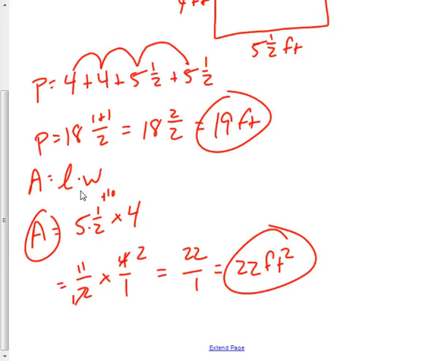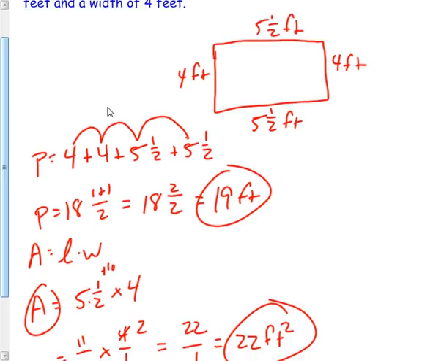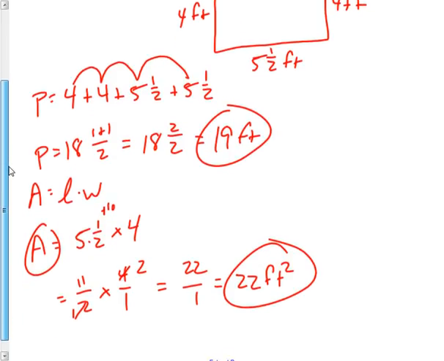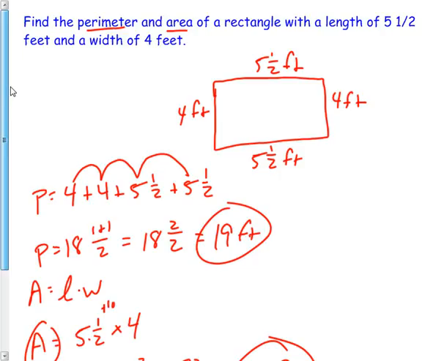So you will have a question just like this one on the test as well. Perimeter, just draw a picture and add them all up. Area, again, look at your picture and you're going to do length times width, and all you're doing here is multiplying a mixed number times a whole number, or possibly a mixed number times a fraction, depending on what it looks like on the test.